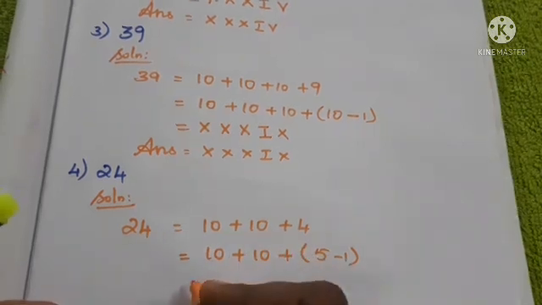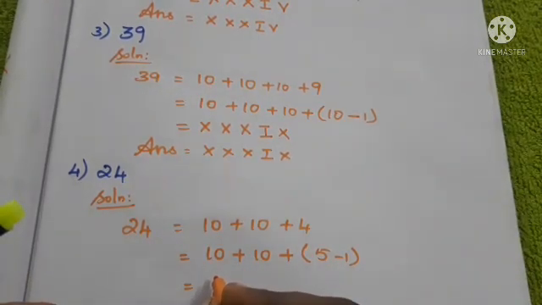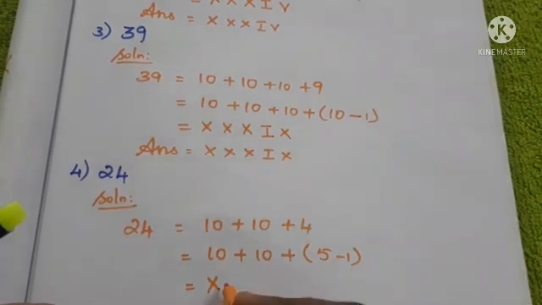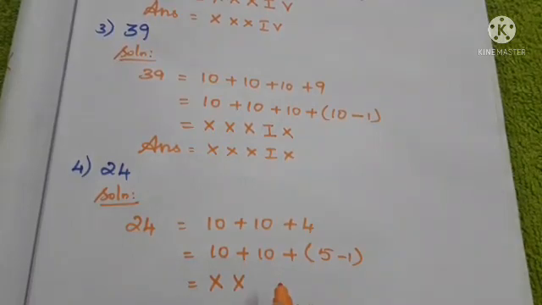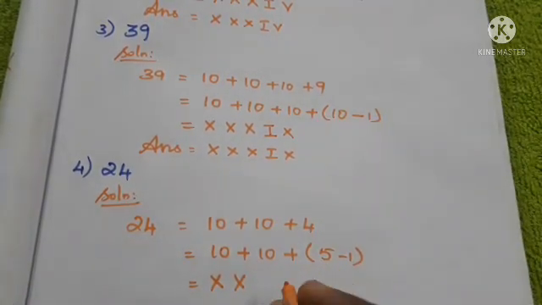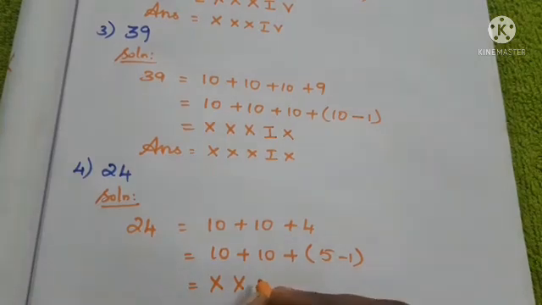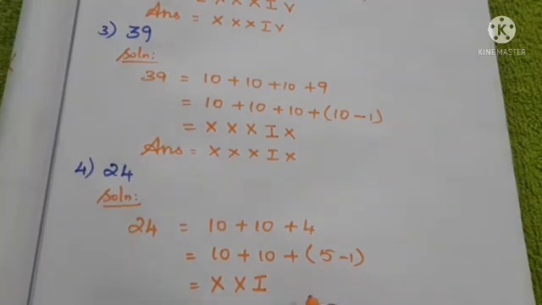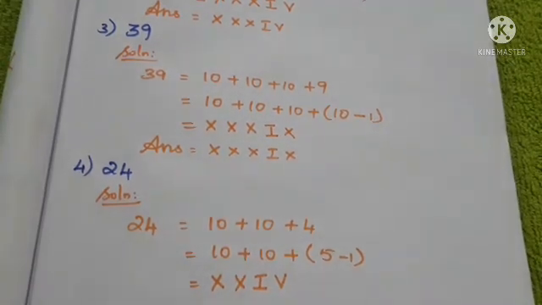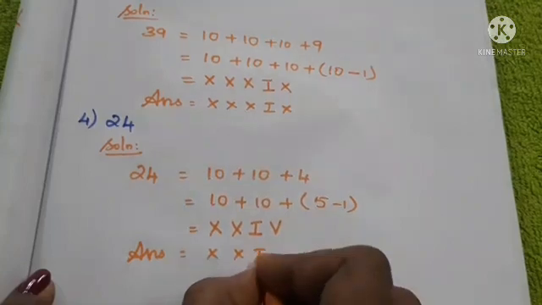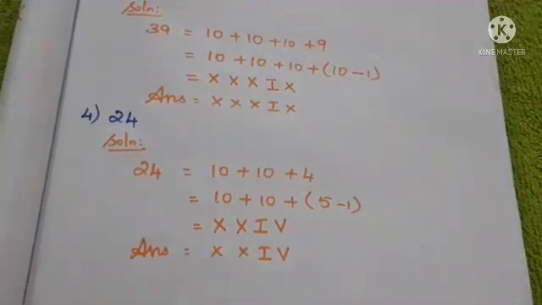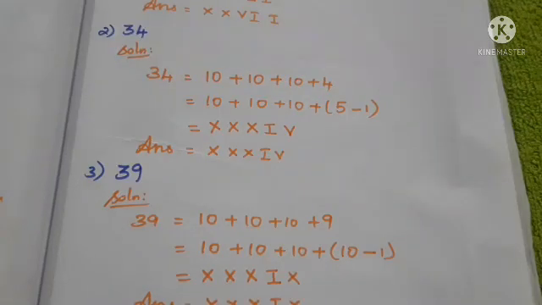Okay, 5 minus 1. First, what's the Roman value for 10? Yes, X. Then also X we have to write. Next 5 minus 1. So write the smaller numeral at the left side of the larger numeral in the subtraction symbol. So here we can write I, then for the 5 we can write V. So what's our answer? The answer is XXXIV. This is the Roman numeral value for 24. Next we can move on to the next Roman number.